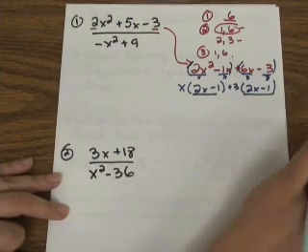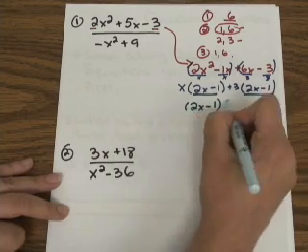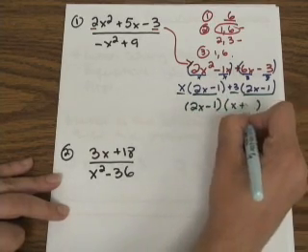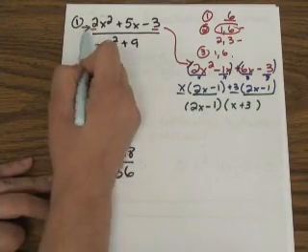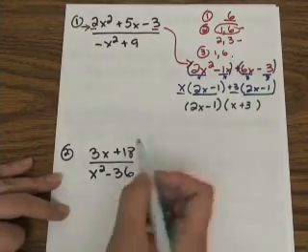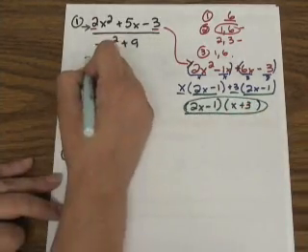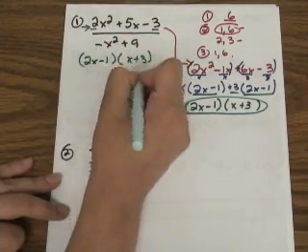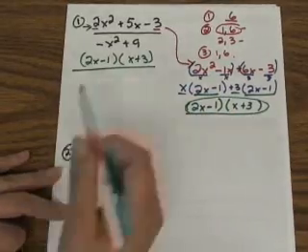In order to finish factoring by grouping, I'm going to take out the common factor, which is 2x minus 1, and my second binomial factor is going to be what's left, which is x plus 3. So instead of writing 2x squared plus 5x minus 3 in the numerator, I'm going to write the answer that I found after I factored, which is 2x minus 1 times x plus 3. Now that we've factored the numerator, it's time to factor the denominator.